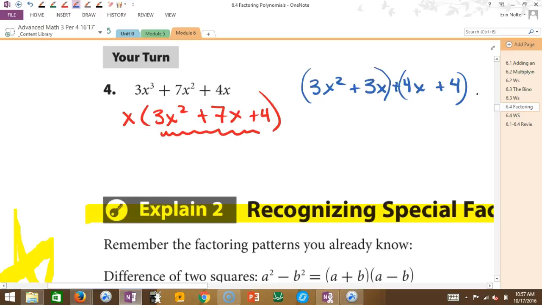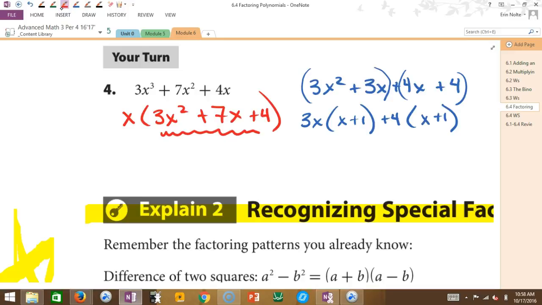What's my greatest common factor for the first group? 3x. What would be left over? x plus 1. The greatest common factor of the second group would be a 4. And what's left over? Plus 1. At this point, I can look at this and say this is factorable because the two quantities are the same. So the x plus 1 is one of the quantities. What's the other one? 3x plus 4.